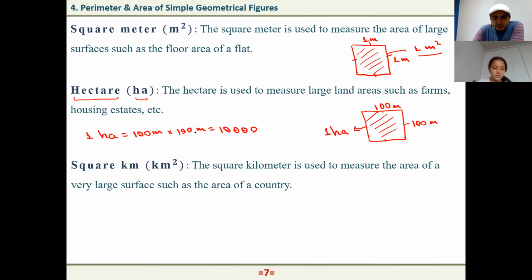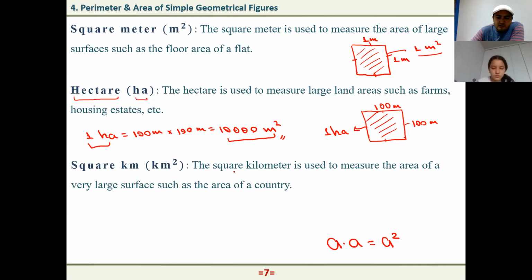And what is meter times meter? That is meter squared, right? And we should remember that in math, something times the same thing, in compact notation, we just use this notation, A squared, right? So that is meter times meter, meter squared. So 1 hectare is equal to 10,000 meters squared or square meters, okay? And how about square kilometer?